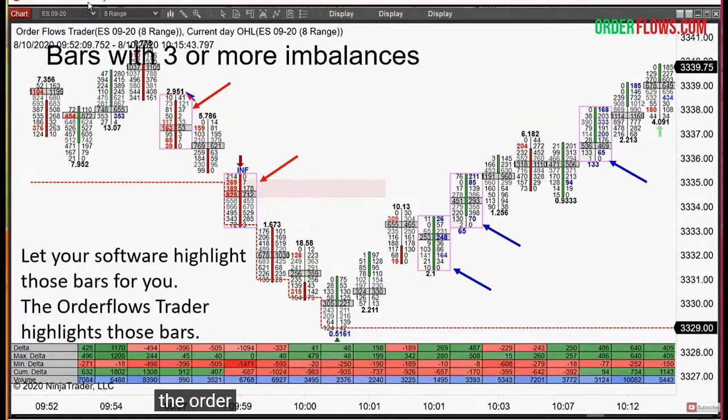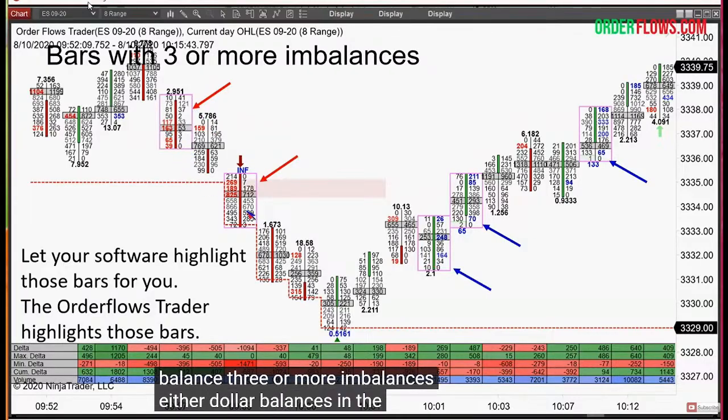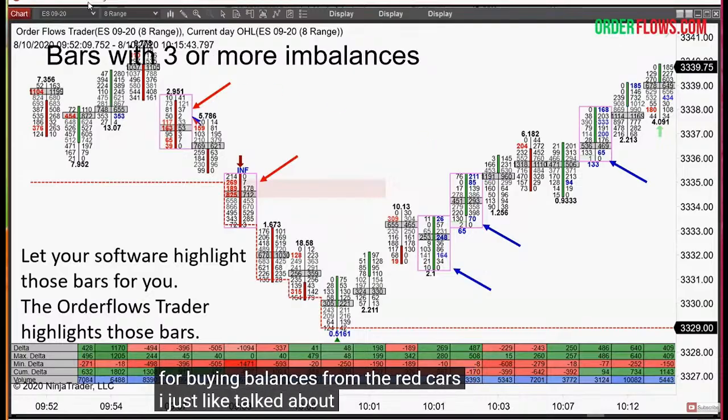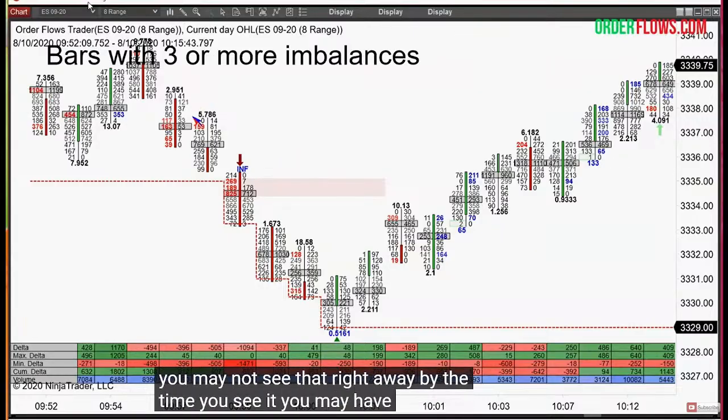Of course it is. The Order Flow Trader software will put a box around the bars with multiple imbalances, 3 or more, either selling imbalances in the down bars or buying imbalances in the red bars. Right? So I talk about letting the software do the work for you. And again, if you're not using software that's going to highlight this to you, you may not see that right away. By the time you see it, you may have missed the opportunity.